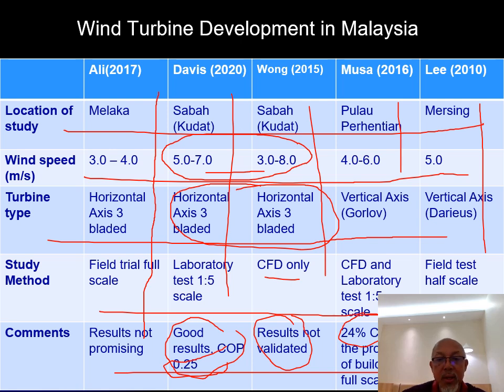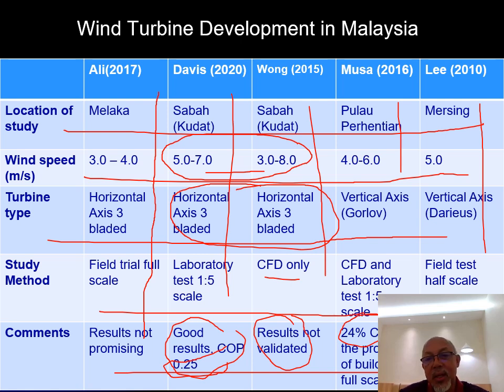For example, after looking at this, you see that Kudat seems to have the highest wind speed among those done here. And now if you want to do your own work, you are looking at Kudat. Maybe that could be something that you want to look at. Maybe the takeaway from this whole analysis, what is it? Okay, maybe three-bladed horizontal axis is the best. From here, maybe vertical axis is better, and so on.